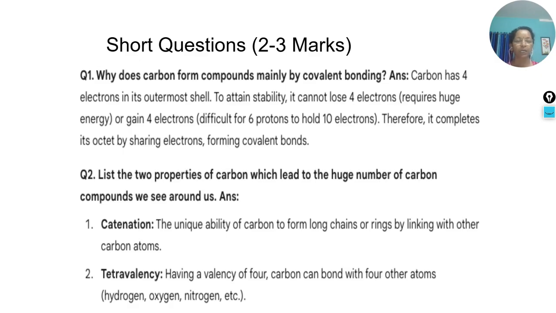Second question: list the two properties of carbon which lead to the huge number of carbon compounds we see around us. We know the answer is 2 points only. We need to say catenation and tetravalency, and we need to explain both with the definition.